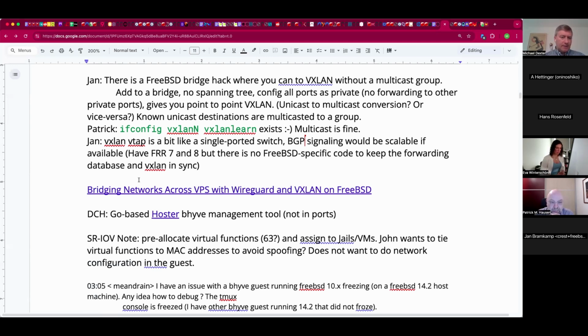So I posted the single article I've found in the last 6 months about VXLAN on FreeBSD. There it is. It was related to WireGuard. Have a nice day. Anything else on VXLAN?